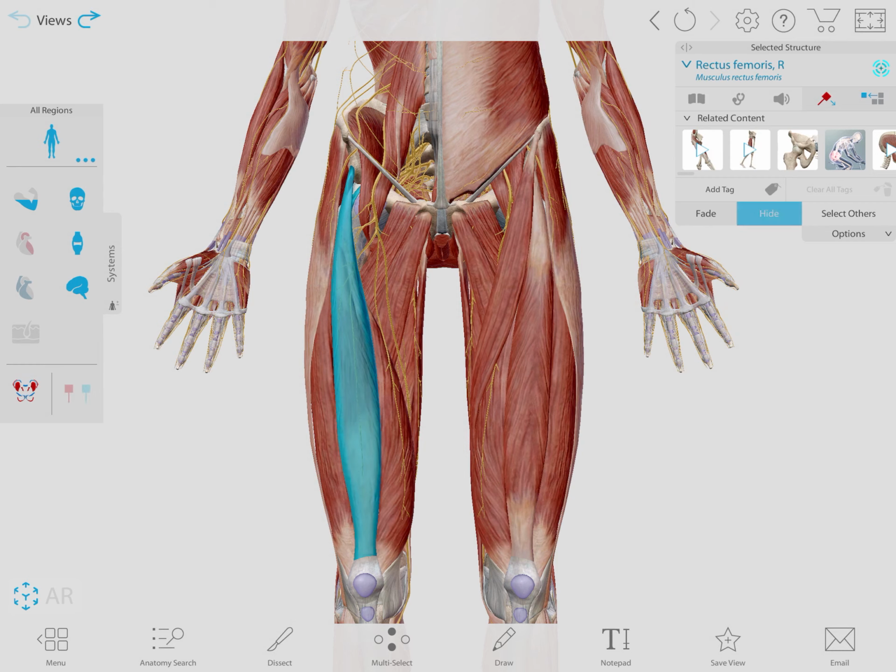If we get rid of rectus femoris, now we can see our 3 vastus muscles, our vastus lateralis, our vastus intermedius, which is right underneath rectus femoris, and then vastus medialis. So all 3 of our vastus muscles come off of the femur. They don't cross the hip joint. So the only thing the vastus muscles do is help to extend the knee.